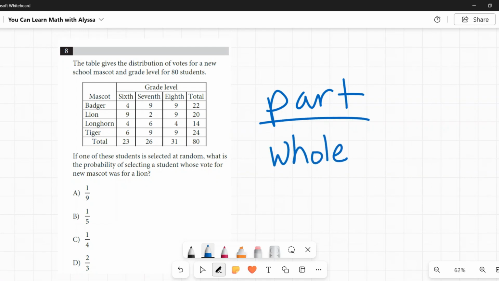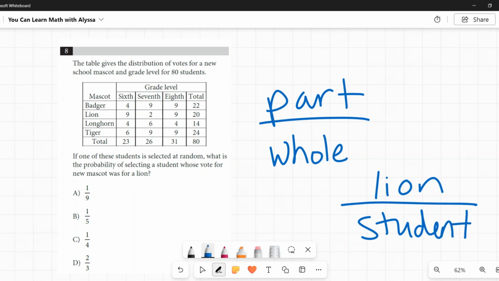So in this case, it would be this subgroup. The part would be they voted for the mascot to be a lion. And the whole would be all students. And that's going to give us our ratio here. Because out of all the students, I pull a name out. What are the odds that that student voted for it to be a lion?